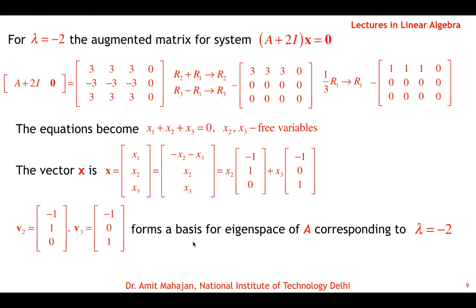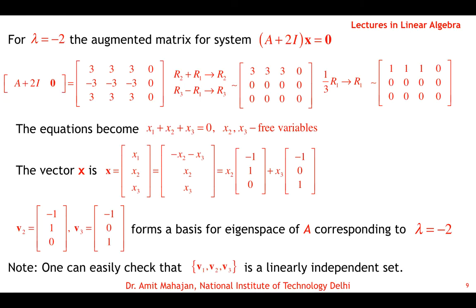Okay, so this we have already discussed, and now we have three vectors, we have three eigenvalues, so we can write the matrix P of eigenvectors v1 v2 v3. Okay, and you can easily check that the three vectors are linearly independent. We have already said this in a theorem in the previous lectures.